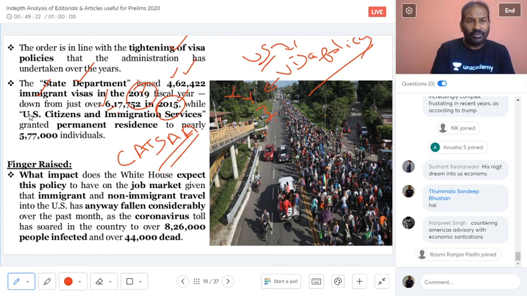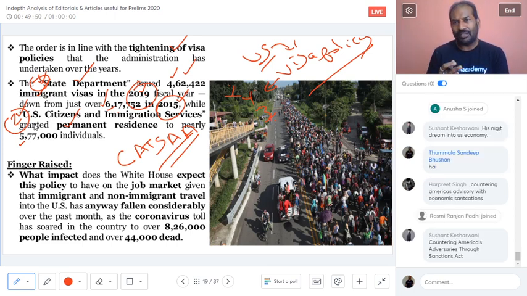And you also have the US Citizenship and Immigration Services. Not only the State Department, you also have the US Citizenship and Immigration Services. This has granted permanent residence to almost 5 lakh 77,000 people. So why are we looking at this, comparing from 2015 till 2020 now? Because in these 4 years, since Trump became the president of the US, the immigration visas have come down.